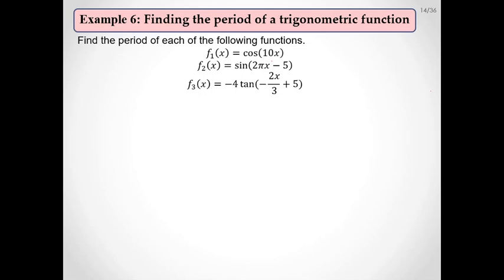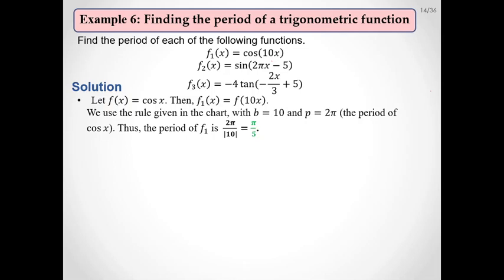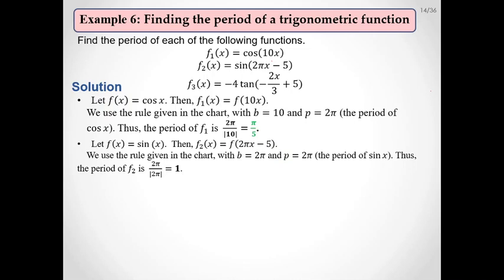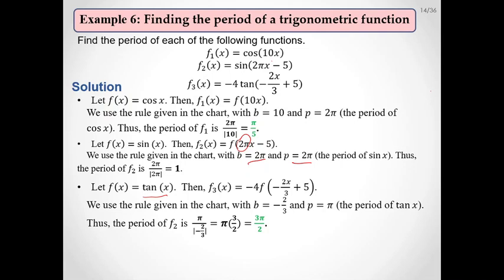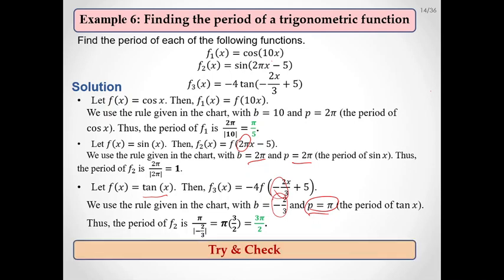So let's see how it is done in this slide. Okay, this is exactly what I'm telling you. And the same thing here. The period is 2 pi and b is 2 pi here, and then you divide them. And the same thing, tangent has a period pi, and then you divide it by the absolute value of b, which is the coefficient of x inside the function.